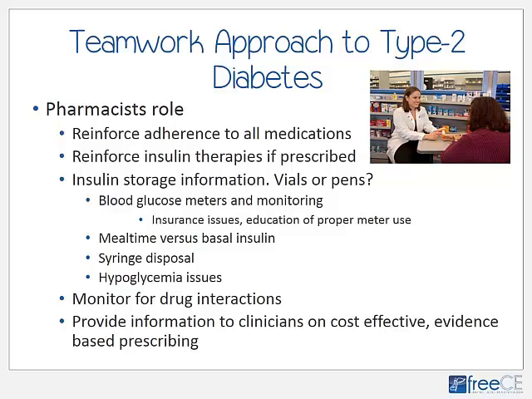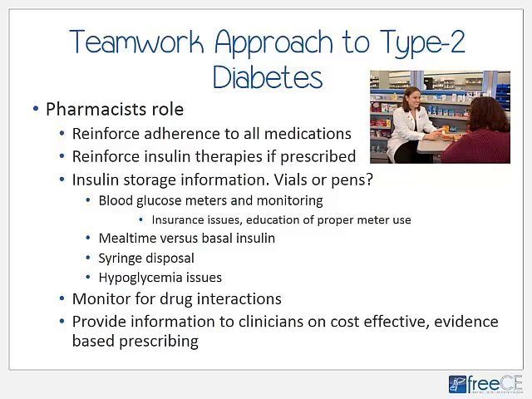Back when everyone was using NPH and regular, you had your cloudy insulin was your long-acting, and your clear was your fast-acting. Well, today, with Lantus being clear, it becomes more of a challenge for our patients. They have to know the names of their medications to know which is the mealtime versus the basal insulin. Syringe disposal can be a huge issue. We have to reinforce to our patients how to do that. Hypoglycemic issues and their treatment need to be discussed as well.